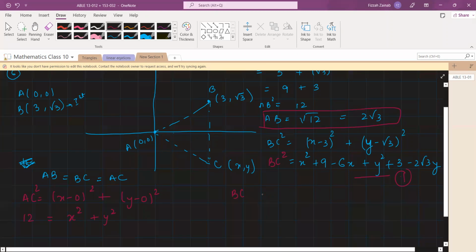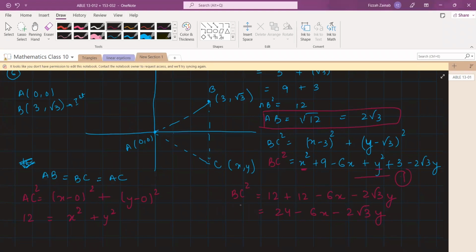So BC square will be, this x square plus y square becomes 12, and then plus 9 plus 3, which is again 12, then minus 6x and minus 2 under root 3y. Is this correct? Yes, ma'am. So this is 24 minus 6x minus 2 root 3y, which is BC square.